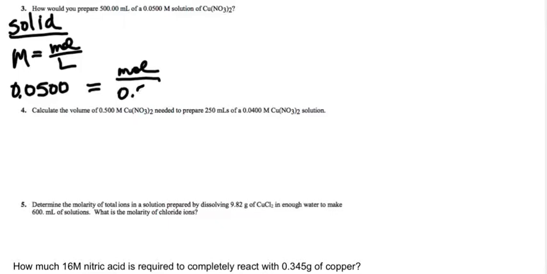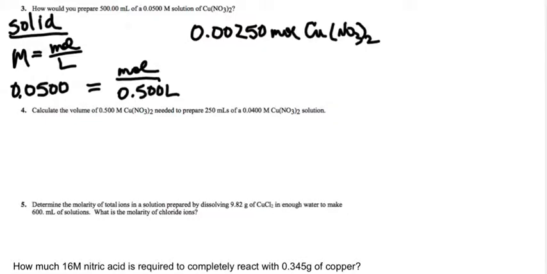0.5 liters. All right, so once I figure out moles, that'll give me how much copper 2 nitrate. And I won't be done at that point, but someone go ahead and tell me how many moles that is. 0.00250. Yeah, it must be moles of Cu(NO3)2.